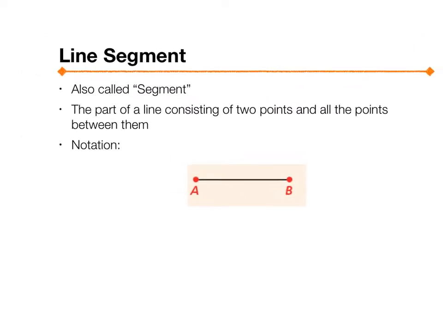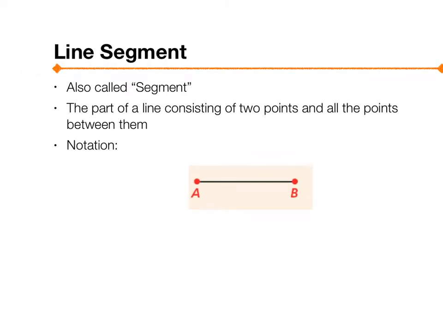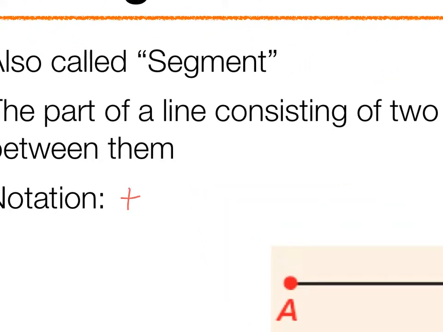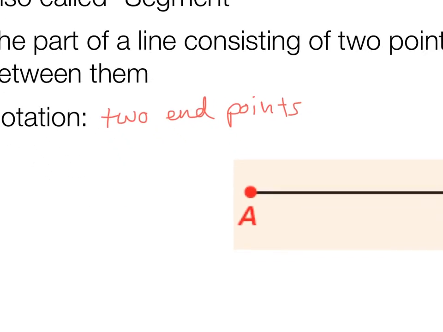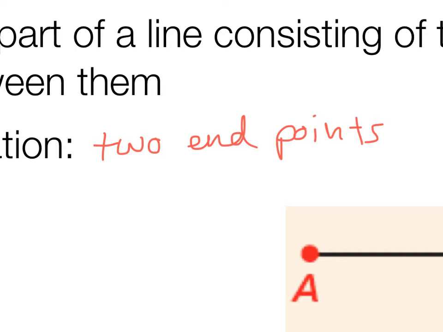Line segments. The part of a line consisting of 2 points and all the points in between them. It is noted by the 2 endpoints. So in this case, we would have line segment AB, which we would put a segment on top of it, or it could also be called BA with a segment on top of it.